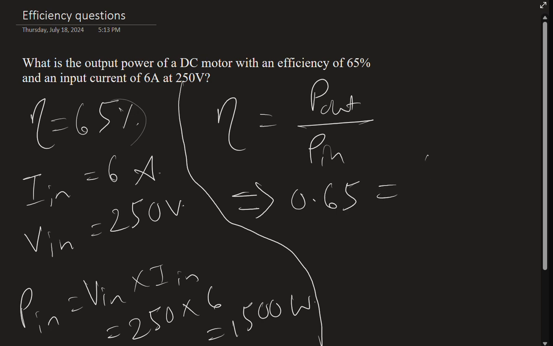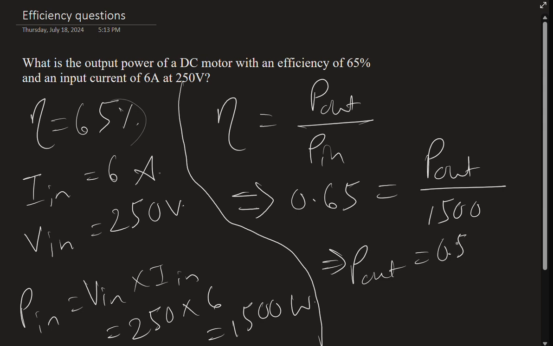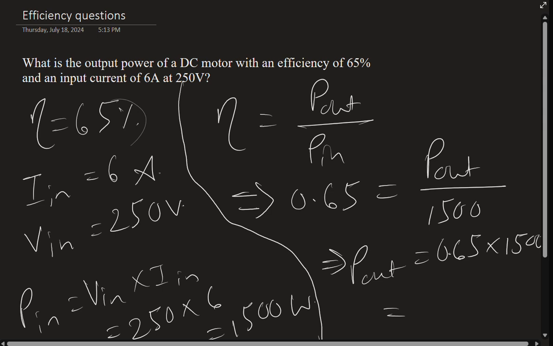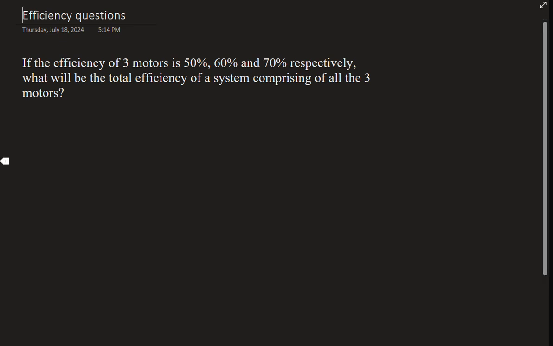0.65 is equal to P out over P input, which is 1500 watts. We don't need to write watt. All right, now in terms of P out, we have 0.65 times 1500, equal to 975 watts. That is our answer. Let's move on to the last question of the video.